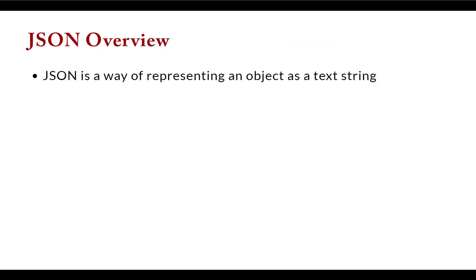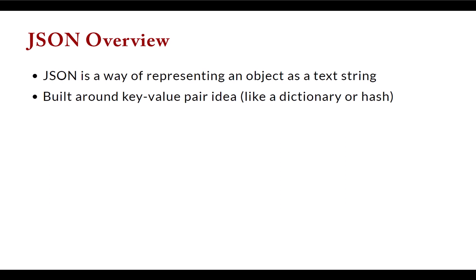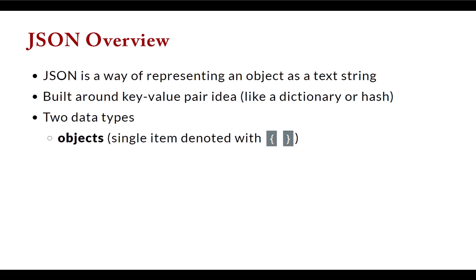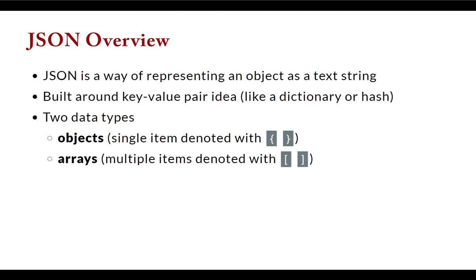Pulling back a little bit. JSON again is just a text string, but it's a way of representing data as a text string. It's built around the idea of key-value pairs, so that's kind of like a dictionary where you have key:value, or a hash, maybe you've heard that. So in JSON, we have two data types. We have JSON objects, which we denote with a curly brace. We have JSON arrays, or lists, for example, if we're used to that, which we denote with a square bracket.